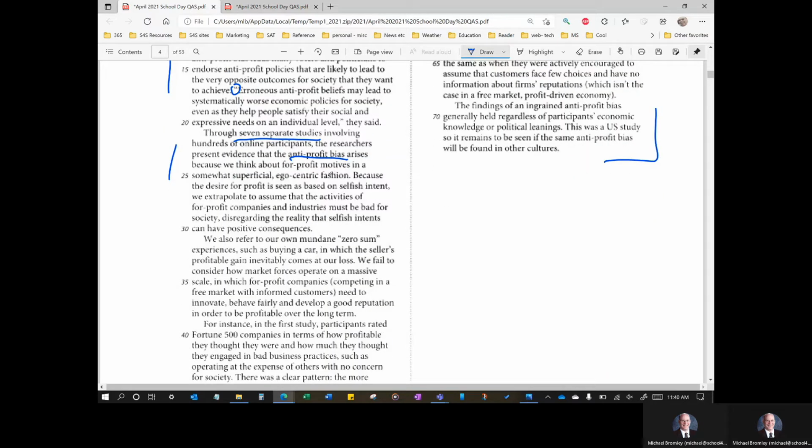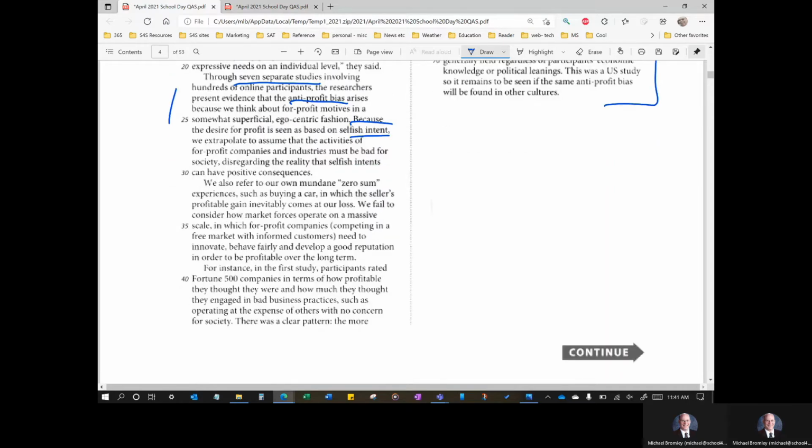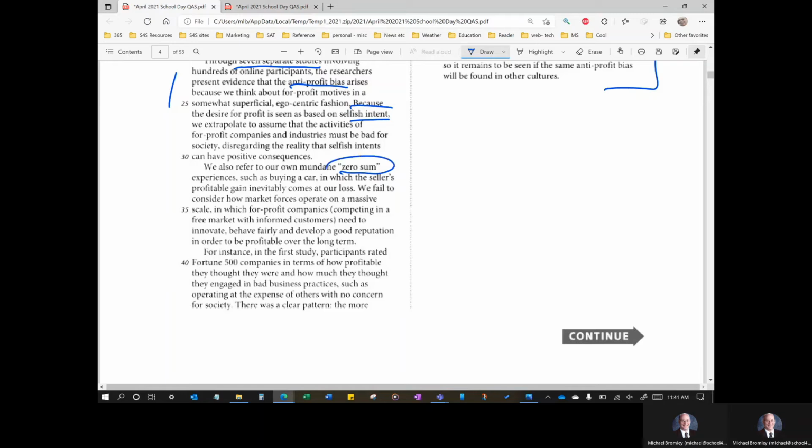And we think about for-profit motives and somewhat super blah, blah. Because the desire for profit is seen as selfish intent, we extrapolate blah, blah, blah. We also refer to our mundane zero-sum experiences, so that's probably going to be important to us, such as buying a car in which a seller's profit gain inevitably comes at our loss.